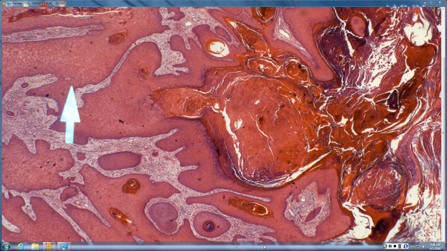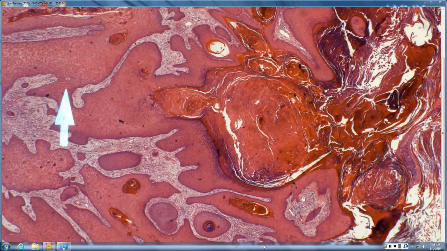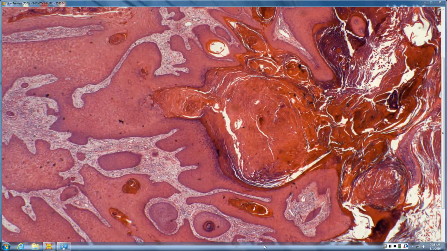Elastic trapping. Trapped elastic fibers. It's been said that squames push their way into the dermis, KAs pull their way into the dermis along elastic fibers. So that elastic trapping is characteristic. As you pointed out, the neutrophil microabscess.